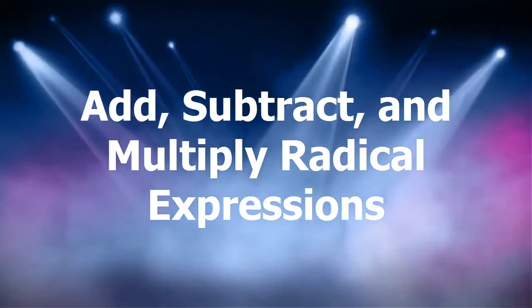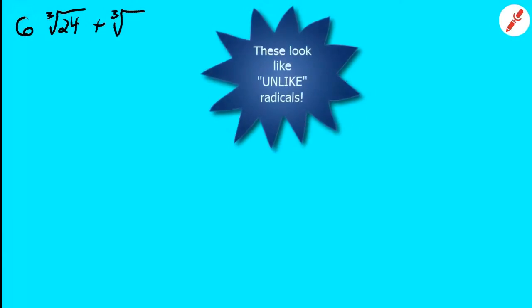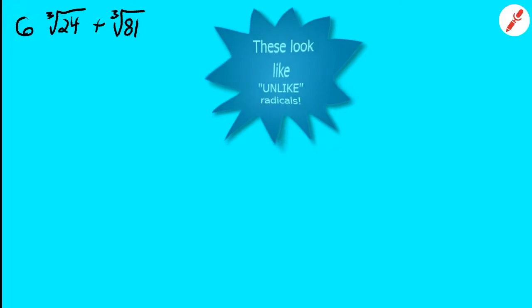Which means we're going to have to simplify them, because on the surface it looks like you can't add these. These are not like radicals. They do have the same index, but they don't have the same radicand. That is, 24 and 81 are the radicands. But I'm betting we can break these down and find a perfect cube in them.